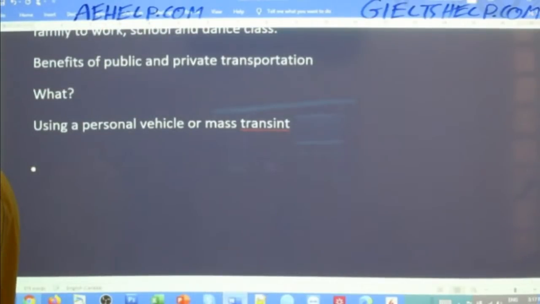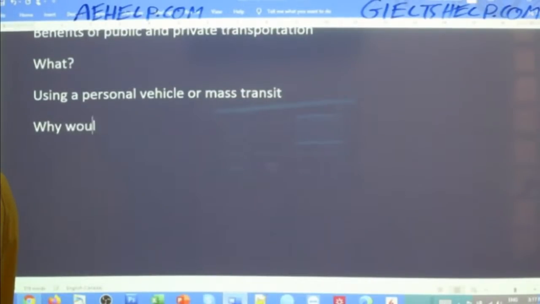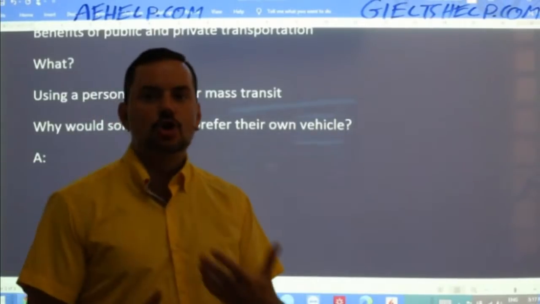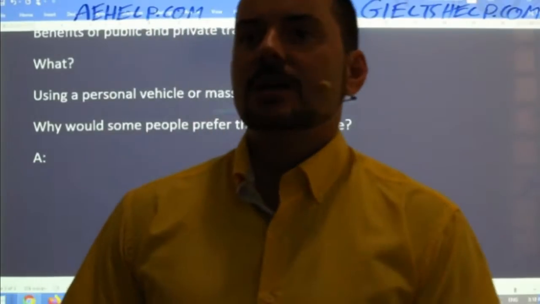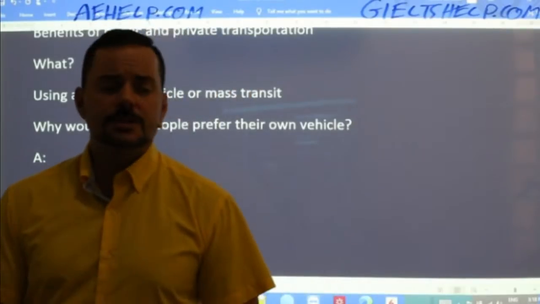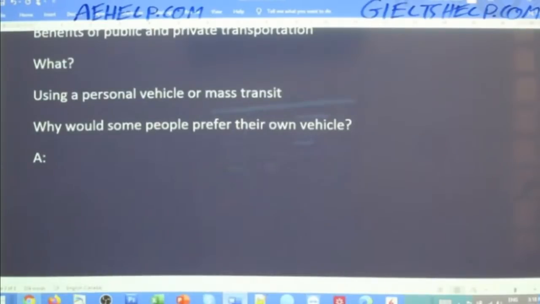Now, the more important question here is the why. Why would some people prefer their own vehicle? So what are the answers to this? This is where you want to come up with some good answers, okay? What's the reason for that? What's the logic behind that? Can anybody tell me that?